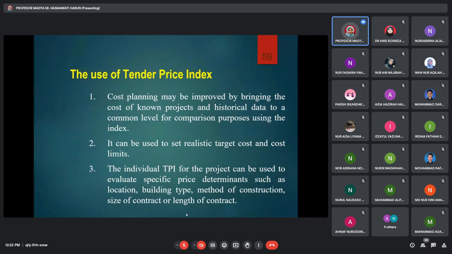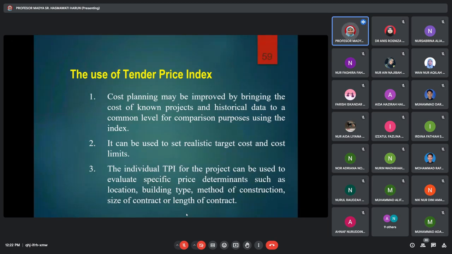Okay, the individual TPI for the project can be used to evaluate specific price determinants such as location, building type, methods of construction. Yes, of course, definitely so. You can use TPI if there are specific projects, for example, the school building category. Now, JKR sometimes makes a specific TPI for school projects, because school projects are in many places, in rural areas. But for school projects, there are many categories of schools: sekolah bistari, sekolah asrama penuh, sekolah wawasan and so on.